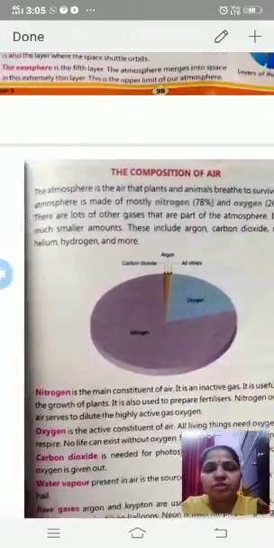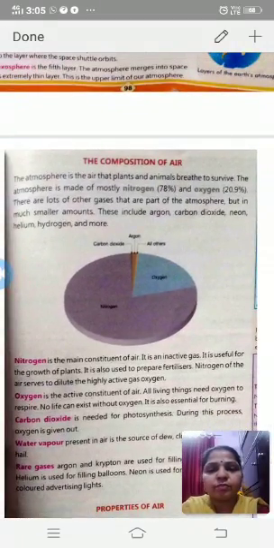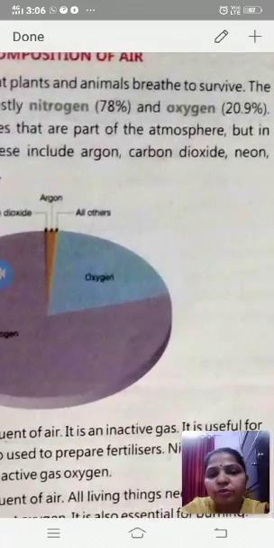Now, the composition of the air. The atmosphere is the air that plants and animals breathe to survive. The atmosphere is made of mostly nitrogen, 78%, and oxygen, 20.9%. There are lots of other gases that are part of the atmosphere, but in much smaller amounts. These include argon, carbon dioxide, neon, helium, hydrogen and more.